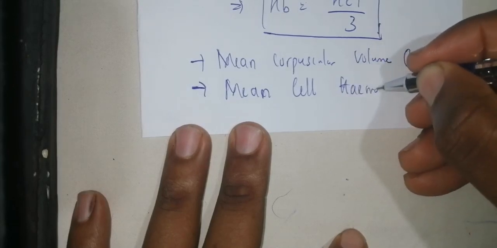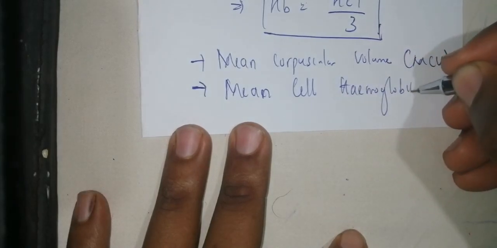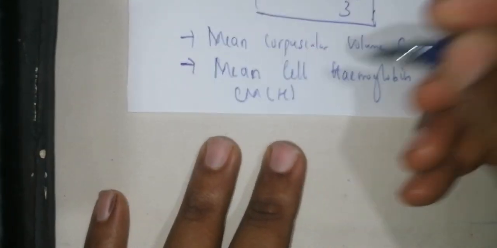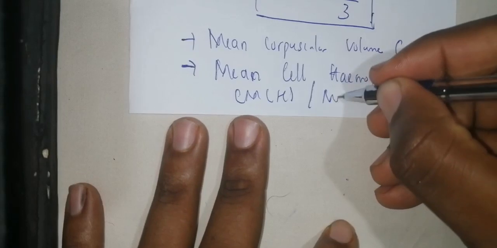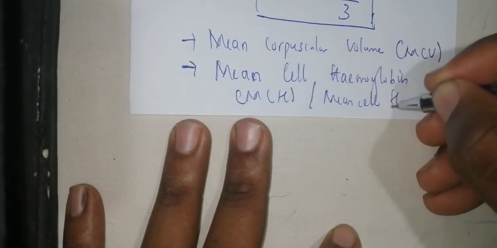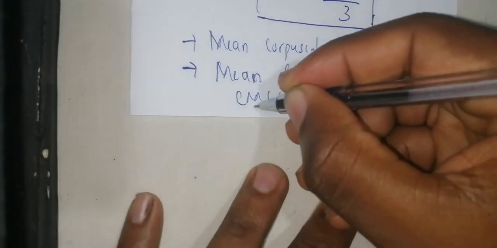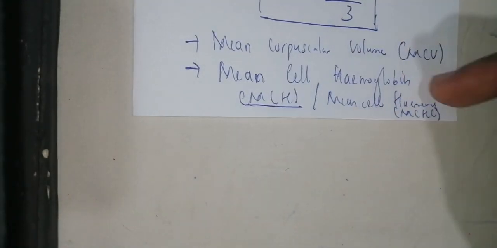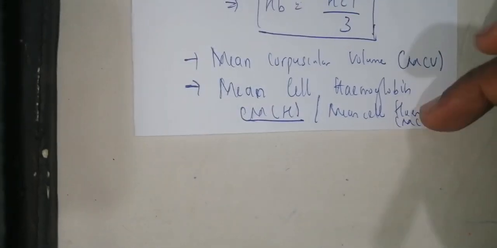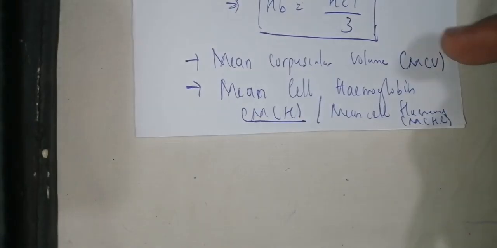Is it clear? The mean cell hemoglobin is written as MCH, or some people like using the mean cell hemoglobin concentration, which is MCHC, but I prefer to use the mean cell hemoglobin rather than the concentration, because this one is similar to the HB, but this one is more for a particular cell. So I prefer this one when I want to evaluate just one cell.